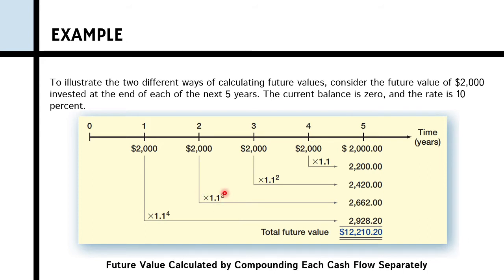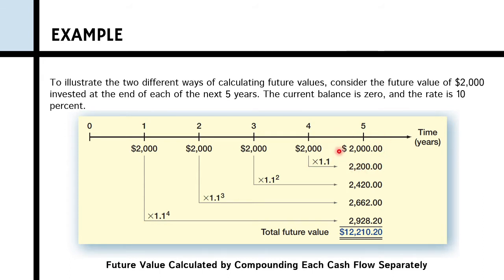Bakit raised to 3? Kasi it will earn interest for 3 periods. And that will be 2,662. This 2,000 in year 3, it will grow interest for 2 periods. Ayan, 1, 2. So, times 1.1 raised to 2, that will be 2,420. And this 2,000 in year 4, it will grow interest for only 1 period. So, times 1.1 lang, that will be 2,200.